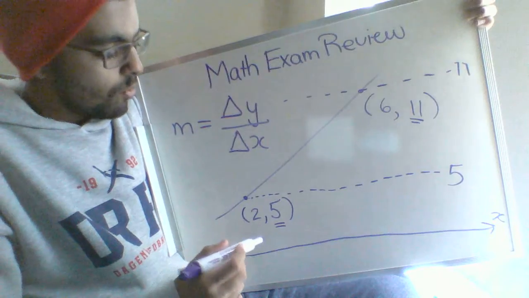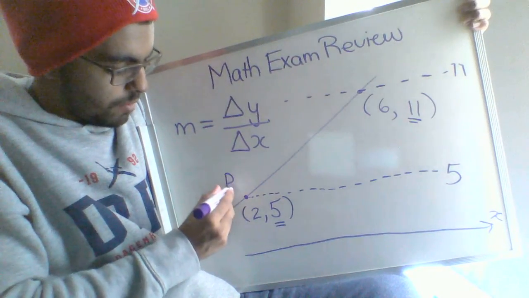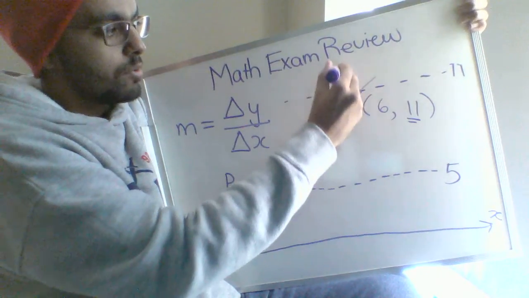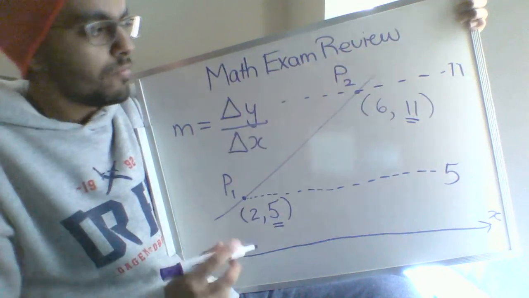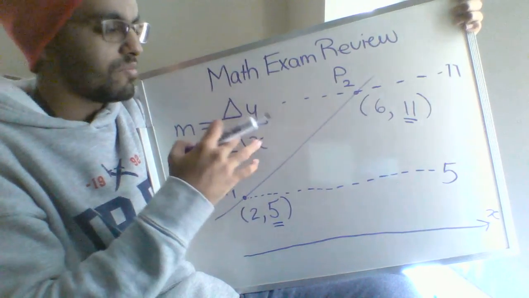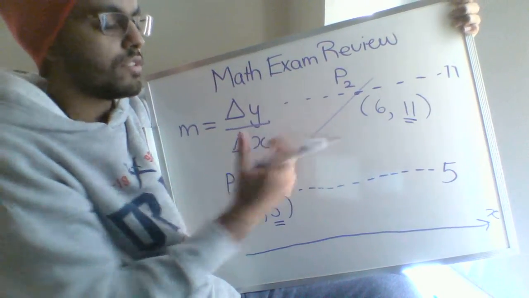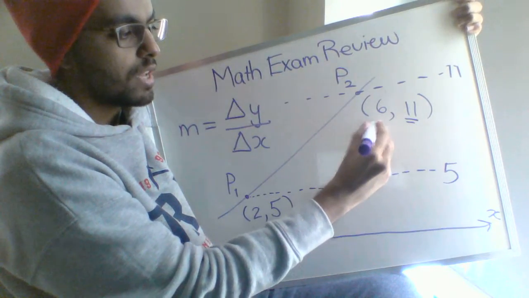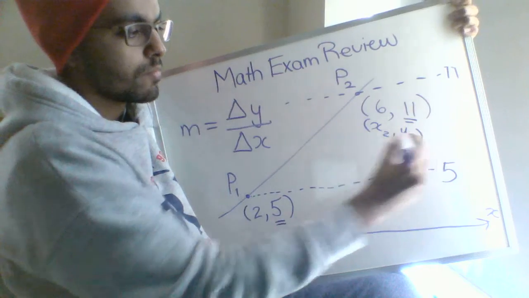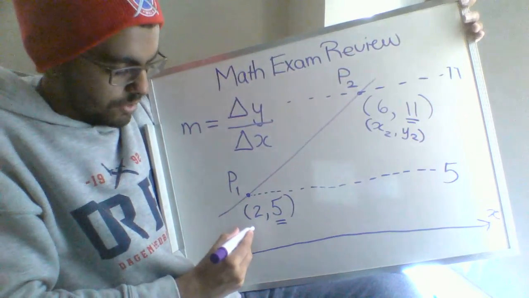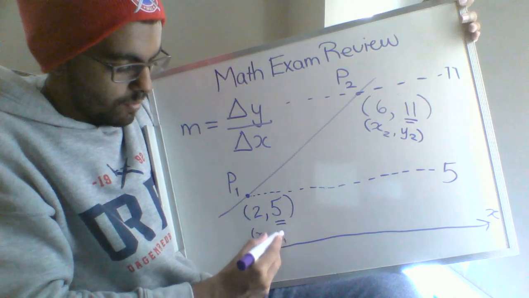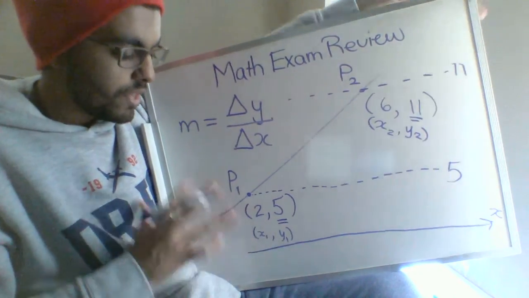So the change in y, let's say this was our point number 1, I'll call it P for point, P1, and then this one over here will be P2. So P2 has the coordinates x2, y2, because it's point number 2, and this one has the coordinates x1, y1.